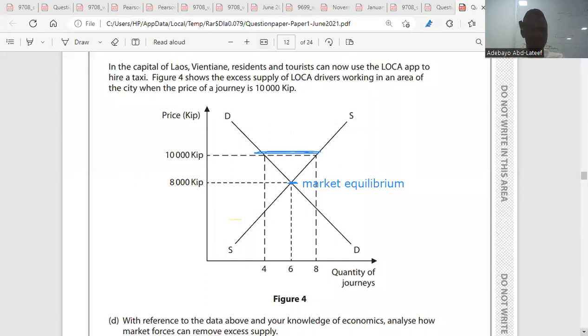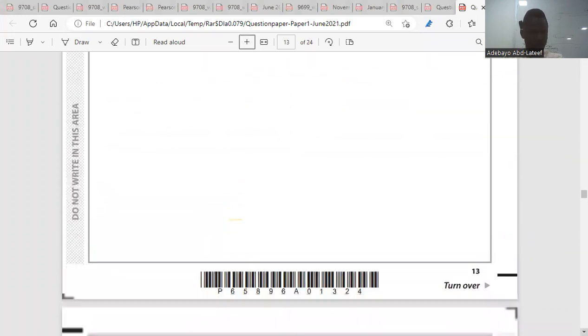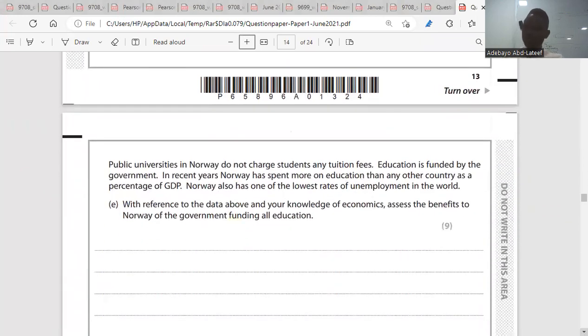So we go to E. It said public universities in Norway do not charge students any tuition fees. Education is funded by the government, which is public. In recent years, Norway has spent more on education than any other country as a percentage of GDP. Norway also has one of the lowest rates of unemployment in the world.